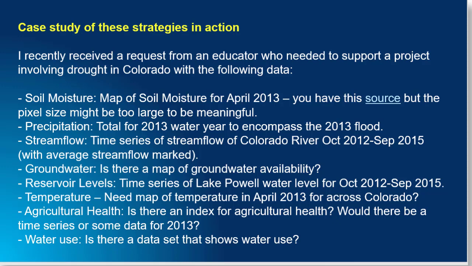Let's pick apart how this actually works in practice. Not in huge amount of detail. I've got some words on these slides, and I encourage you to skim these. But let's use a real-world example. I recently received a request from an educator who needed to support a project involving drought in Colorado with these data sets that you see here: moisture, stream flow, precipitation, temperature, agricultural health. What kind of data is available?